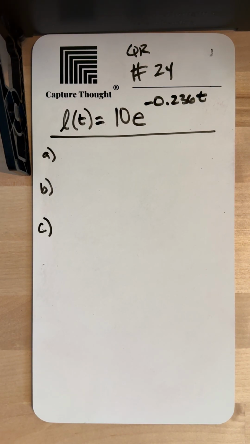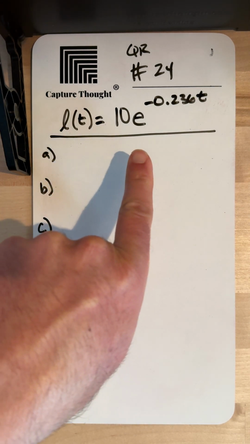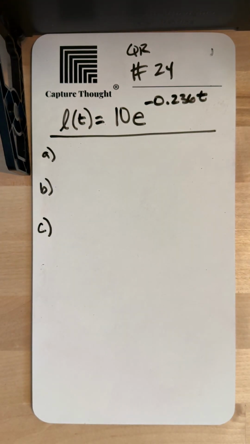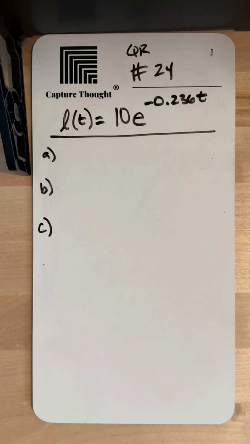So number 24 on the QR code review is asking us to answer some questions about a function where it gives us L of t is 10 e to the negative 0.236 t. And this is all about number of milligrams of medicine in a patient's bloodstream. So something very applicable if you're taking medications.